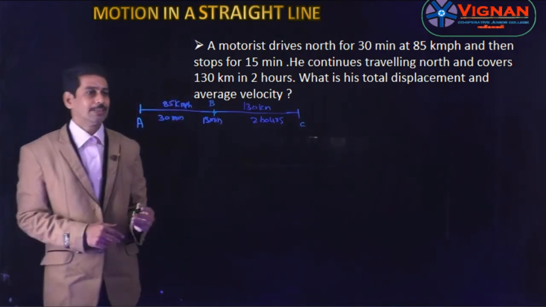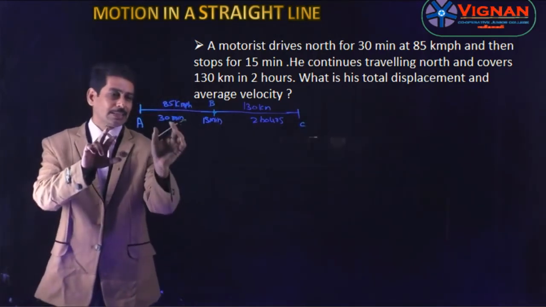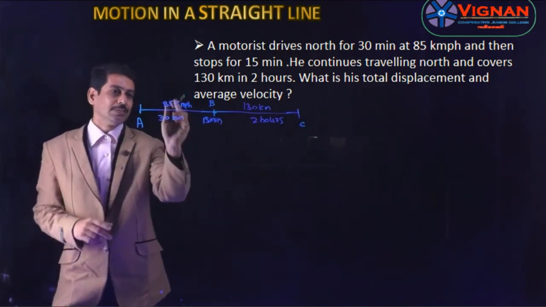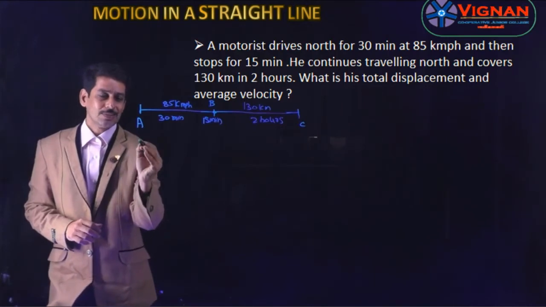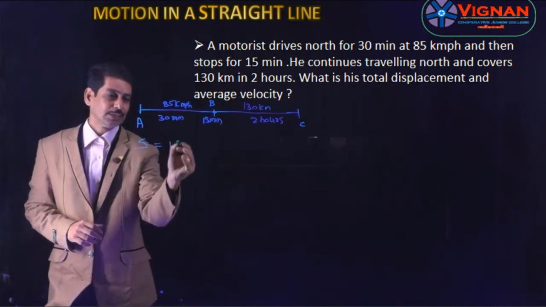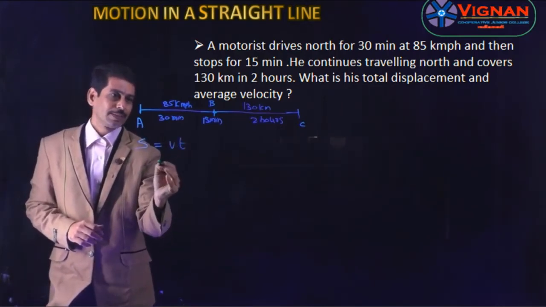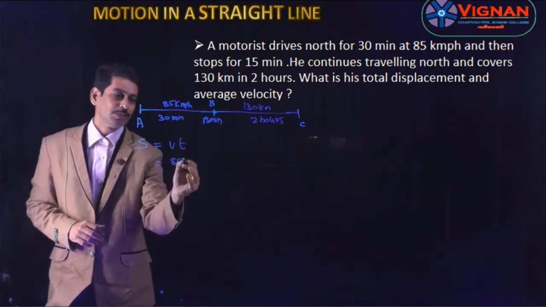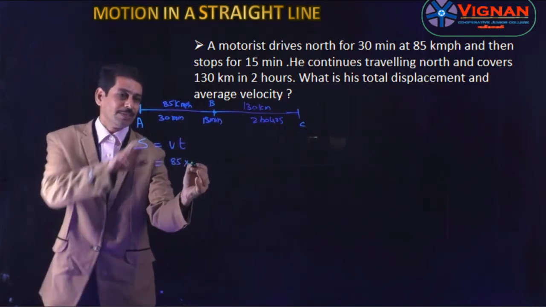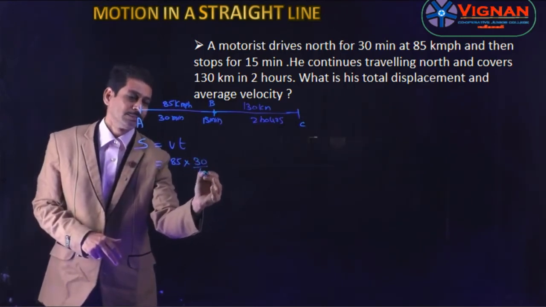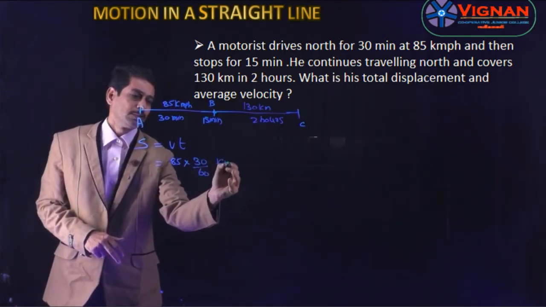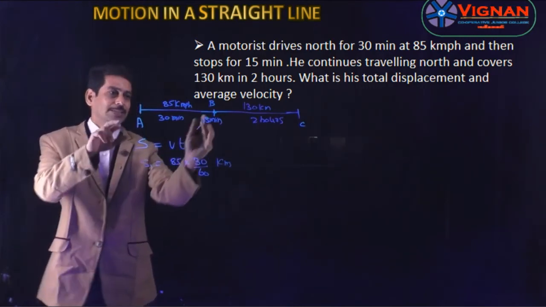So let us consider the part AB. So here it is traveled for a time of 30 minutes with a speed of 85 km per hour. So you can find the distance. So S is nothing but velocity into time. So here the velocity is 85 km per hour, whereas time is given in minutes. Convert this into hours. So it is 30 by 60 kilometer. So this is the distance for the part AB.